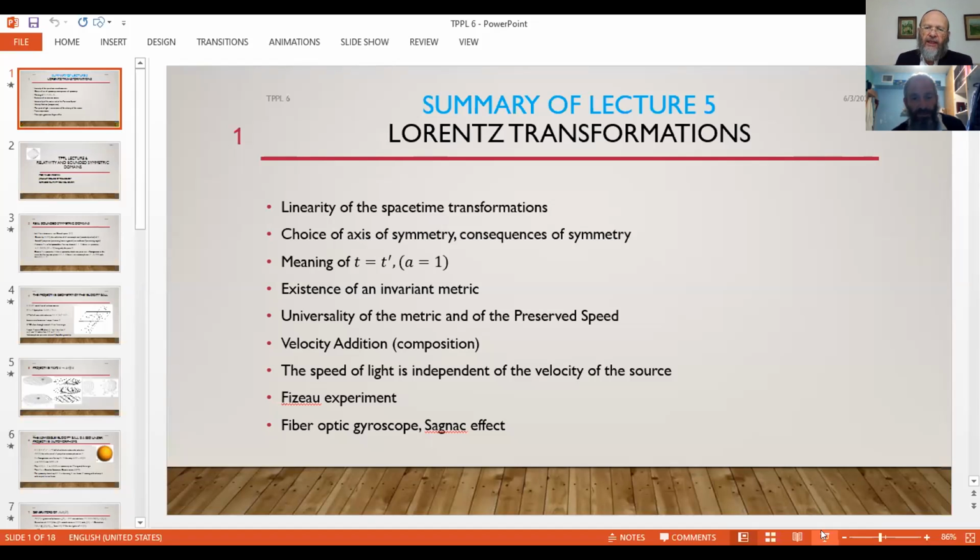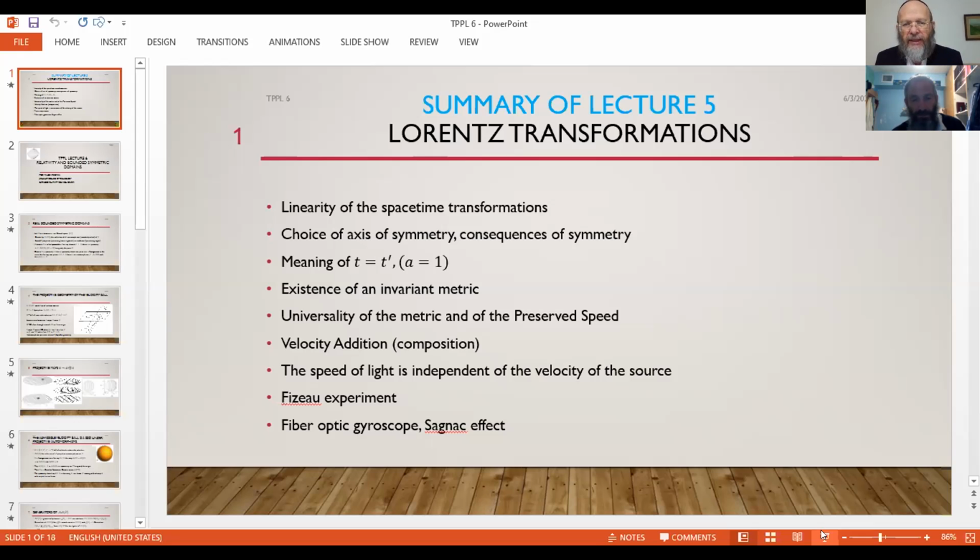the symmetry which is inherent in the problem, we can add more information about this transformation, leaving us with only one free parameter. If this free parameter is chosen to be 0, we get the Galilean transformation, with t equals t prime and some parameter a equals 1. And we have shown that this assumption is not necessary.